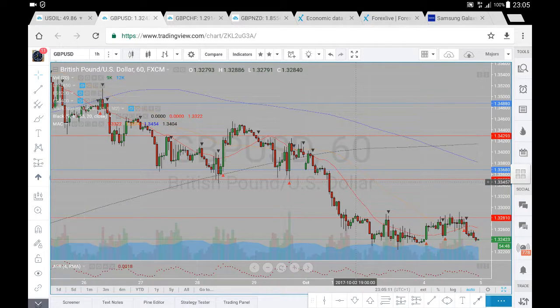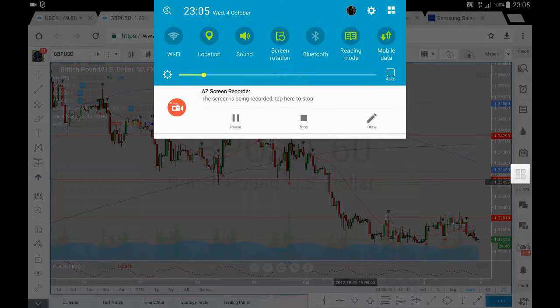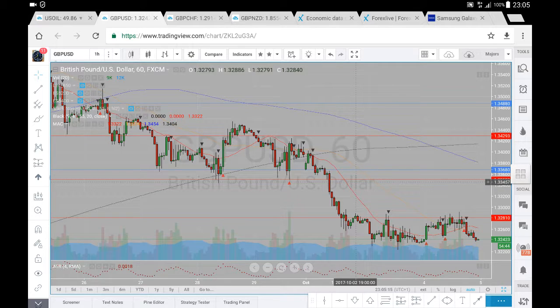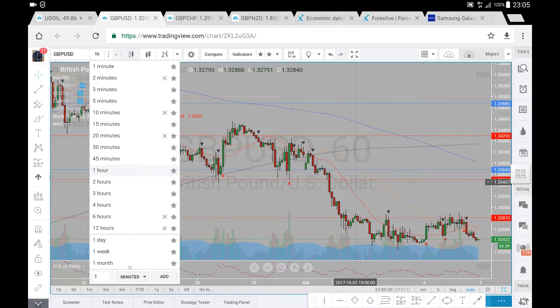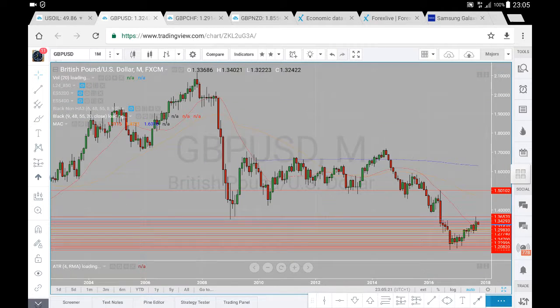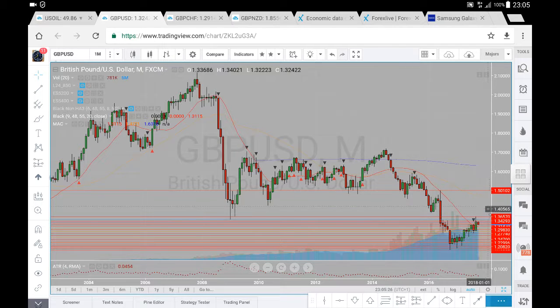So this is the pound USD analysis for Thursday, the 5th of October. And let's just see where we are. Now, I normally like to go out to the higher time frames first. Currently in the higher time frames, you'd say we're bullish.